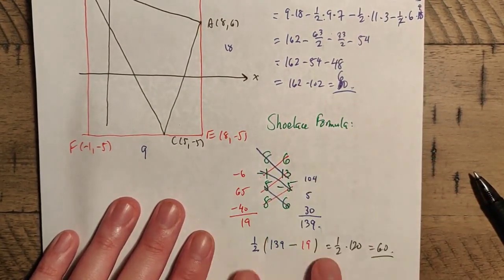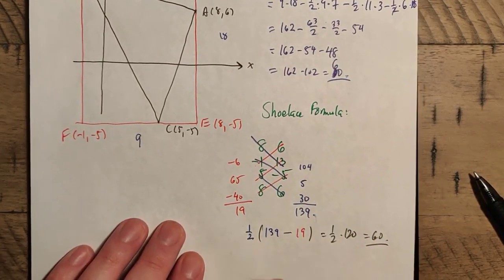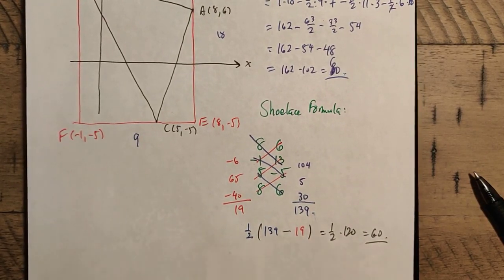Then you're going to add these down, create the sum of these products here, and then find half the difference between them. Note that in this case, I took the larger minus the smaller. It may be possible you get a negative quantity. In this case, you just take the absolute value here, so you can guarantee a positive area.